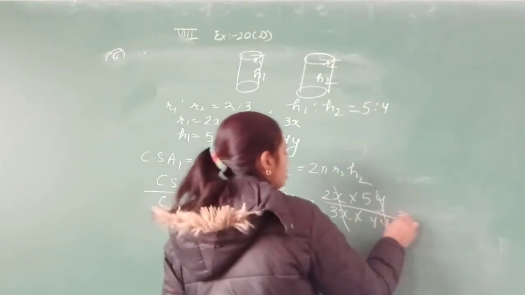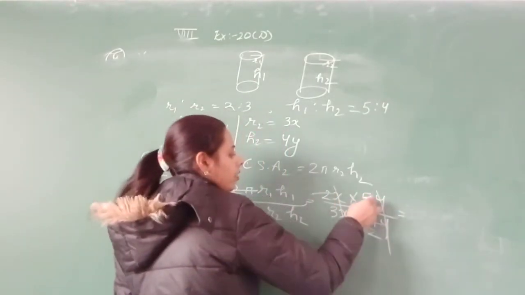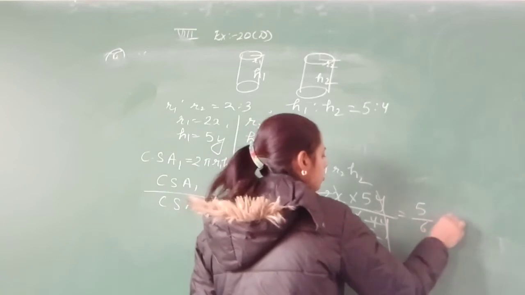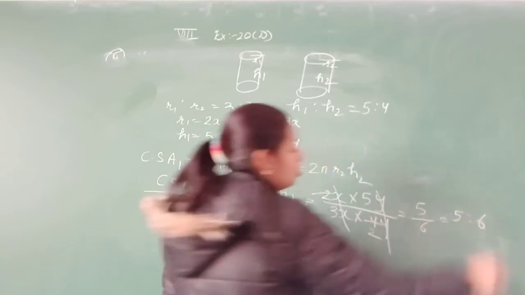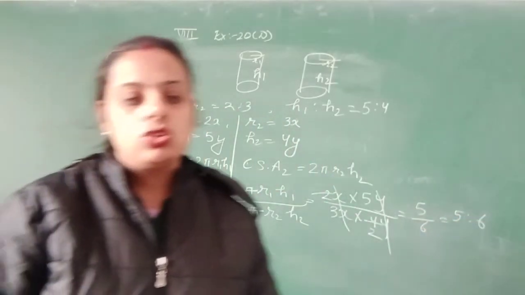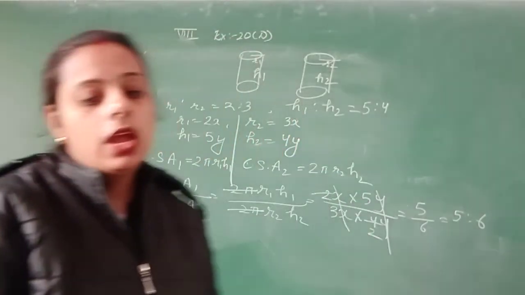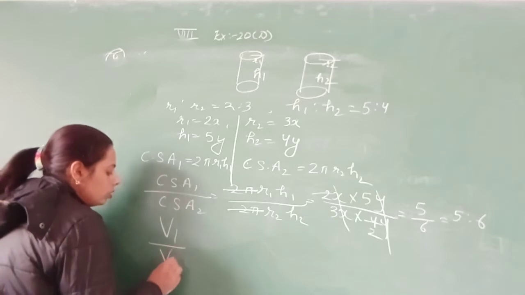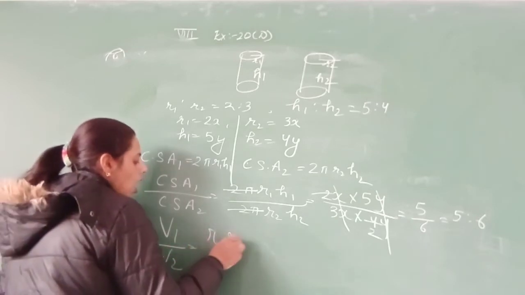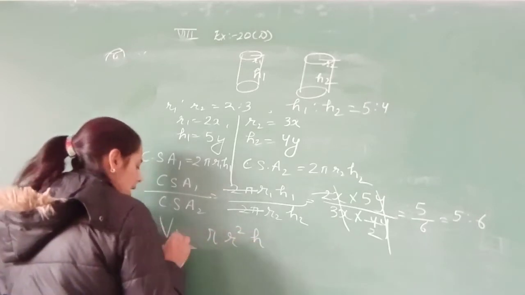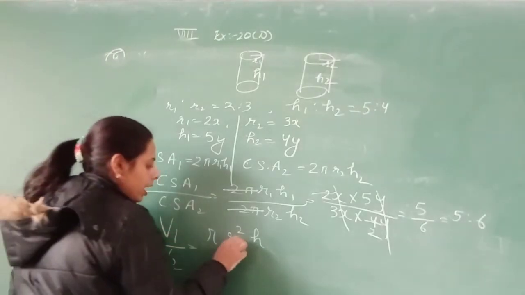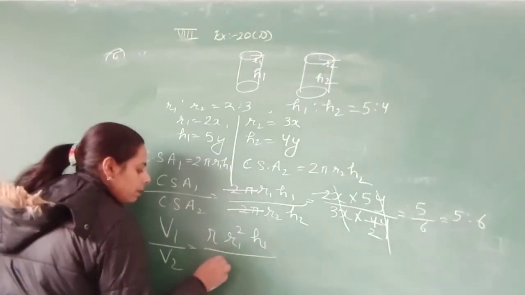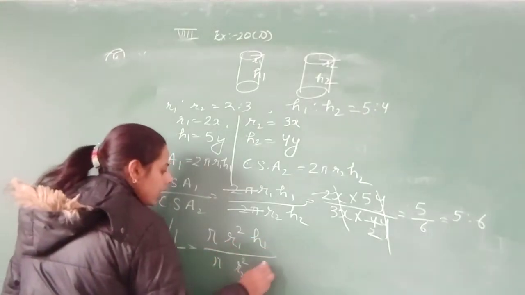Then you have the ratio 5:6. It means their ratio is 5:6. So this is the ratio of the curved surface area. And now find the ratio of their volume, volume of 1 and volume of 2. Volume will be pi r square h. I am taking the first cylinder, so r1 and h1, then pi r2 square h2.